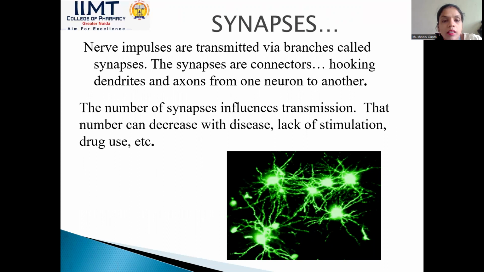Now, what are synapses? Nerve impulses are transmitted via branches called synapses. These are connectors hooking dendrites and axons from one neuron to another neuron. The number of synapses that influences transmission can decrease with disease because of lack of stimulation or lack of drug. Therefore, I must suggest that if you are suffering from any disease, then synaptic transmission is very essential. If this synaptic transmission is stopped or inhibited in any way, then the disease may progress day by day.